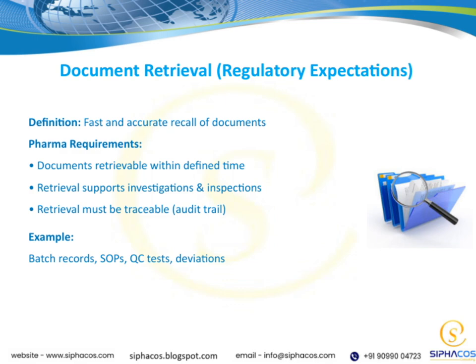Typical examples of documents we need to retrieve include batch records, standard operating procedures, quality control tests, and records of deviations. Overall, effective document retrieval is vital for compliance, quality assurance, and maintaining trust in our processes. It ensures that we are always prepared and transparent when it comes to regulatory inspections.